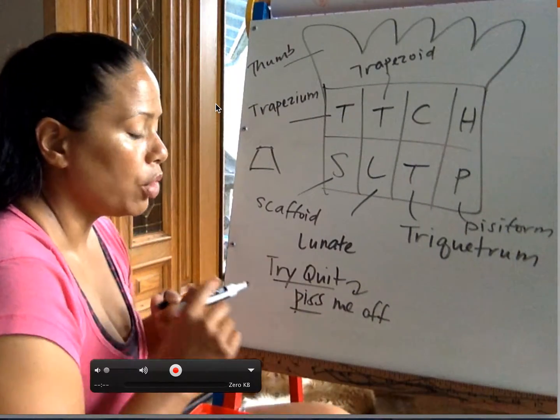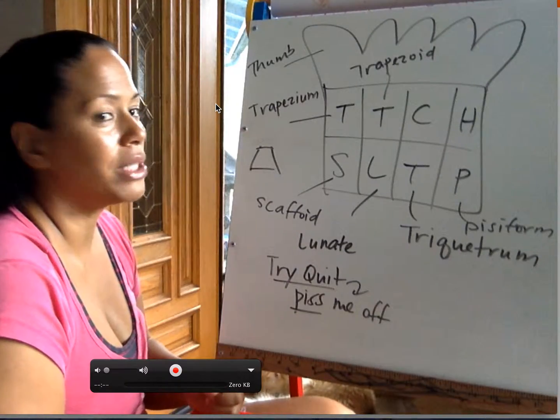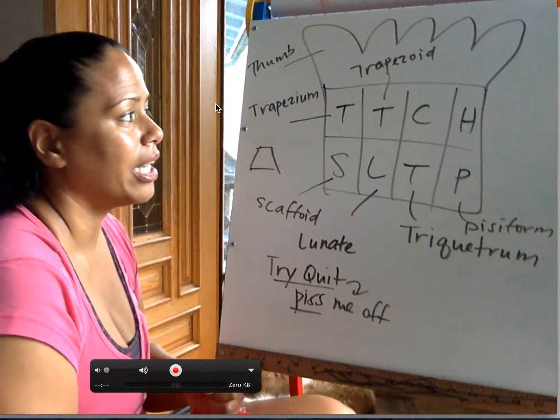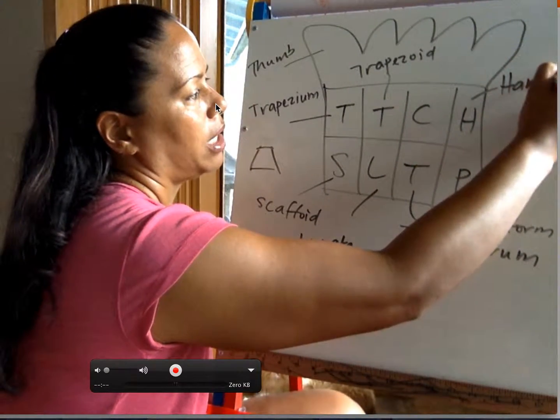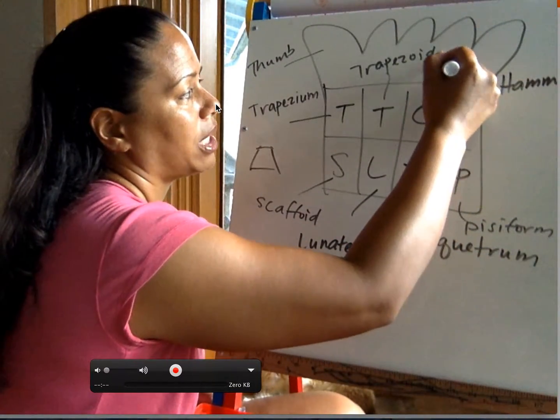Capitate. When you decapitate somebody, you remove their head. So capitate has a head. And who has a hook? Hamate. Hamate has a hook. Who has a hook? Hamate has a hook. Who has a head? Capitate has a head.